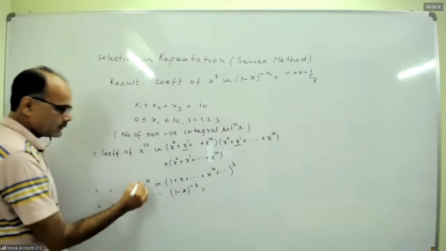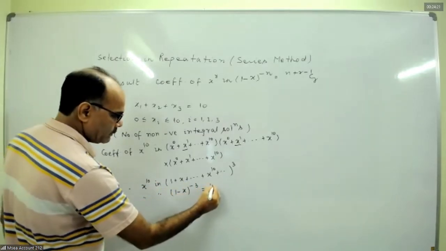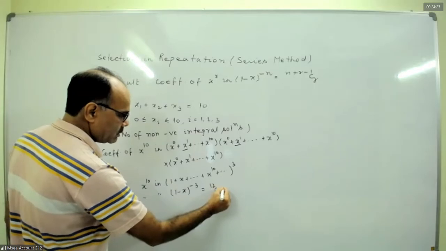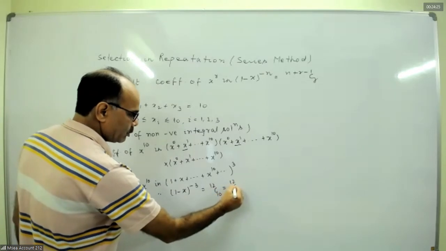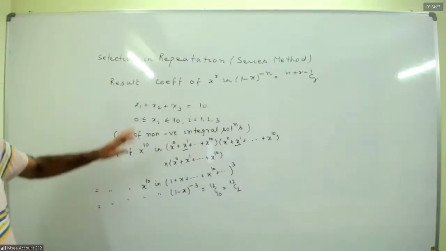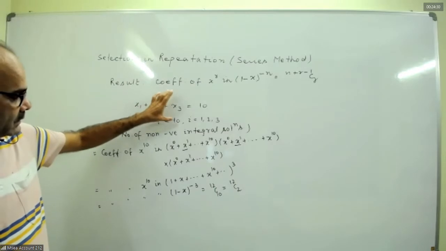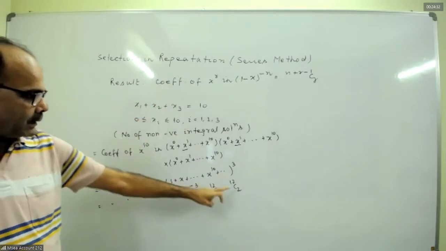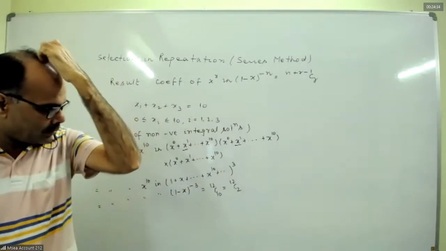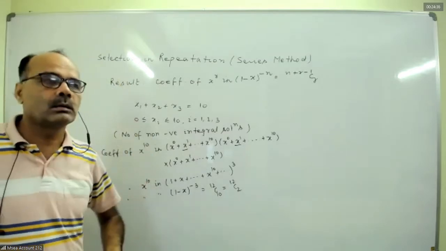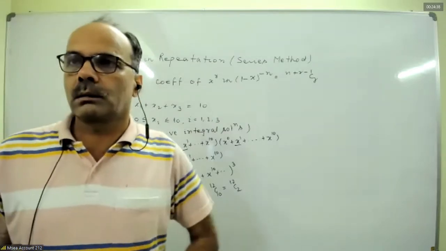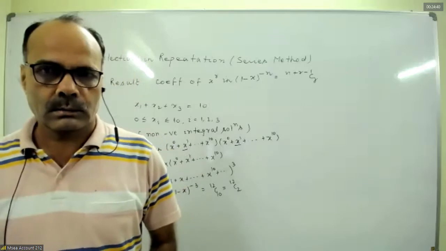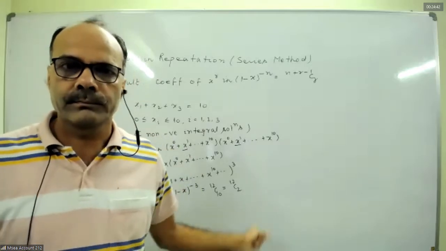That is equal to 10 plus 3 minus 1, 12C10, which is 12C2. The number of non-negative integral solutions of this mathematical model will be 12C2, which is 66. Understood?